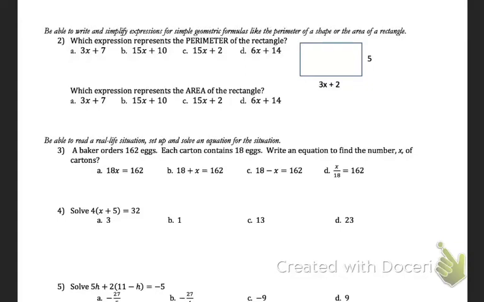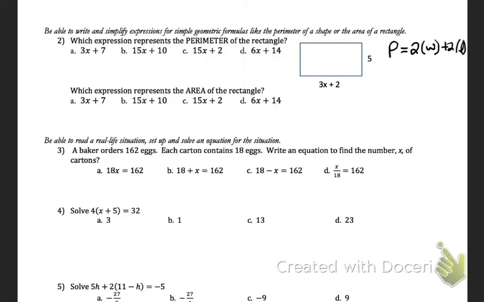Okay, problem number 2 gives us a rectangle, and the first part says which expression represents the perimeter of the rectangle, and part 2 says which expression represents the area of the rectangle. So first of all, let's recall our perimeter equation. Perimeter equals 2 times the width plus 2 times the length.